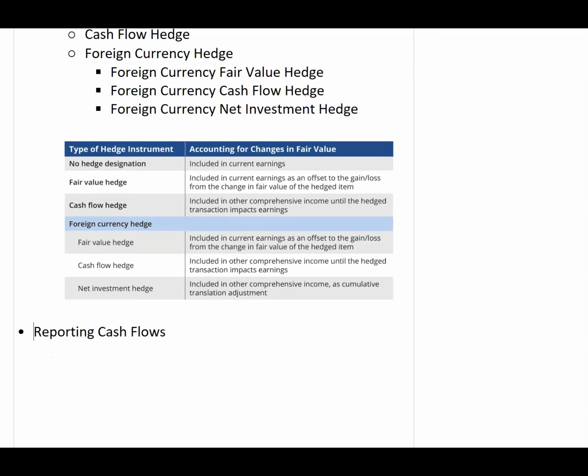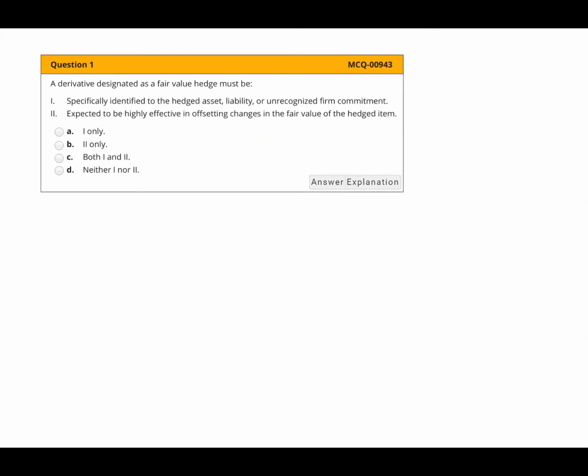Now we'll see one quick example from the CPA prep material on derivatives. The question is, a derivative designated as a fair value hedge must be, there are two criteria and you have to pick. Number one, specifically identified to the hedged assets, liabilities, or unrecognized firm commitment, and number two, expected to be highly effective in offsetting changes in the fair value of the hedged item. So both criteria are right, and your answer is both 1 and 2.